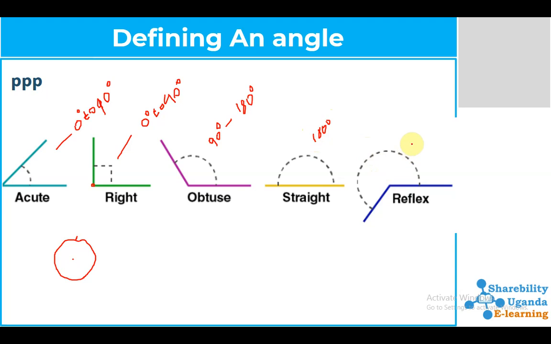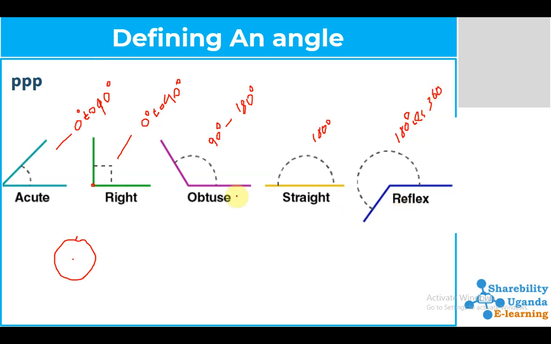Then we also have what we call the reflex angles. Reflex angles are angles greater than 180 degrees but less than 360 degrees, which forms the whole circle.